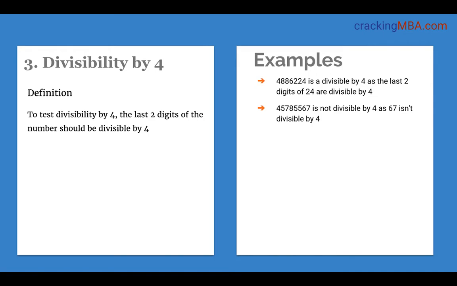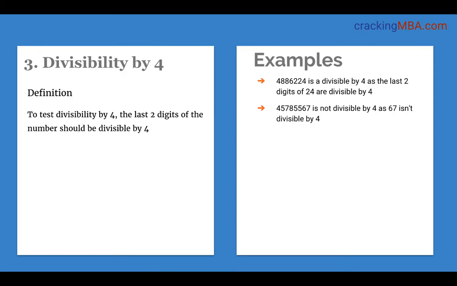Divisibility by 4. To test divisibility by 4, check the last two digits and see if they are divisible by 4 or not. For example, on the right side you can see 4886224 is a long number, but you can immediately say it's divisible by 4 because the last two digits, 24, are divisible by 4, hence the entire long number is divisible by 4. Similarly, take another example, 4578557. Immediately you can say it's not divisible by 4 because 57 isn't divisible by 4.